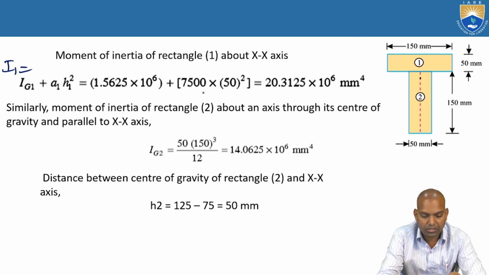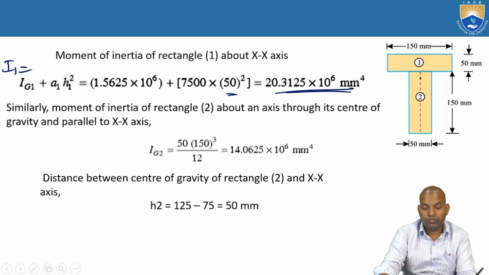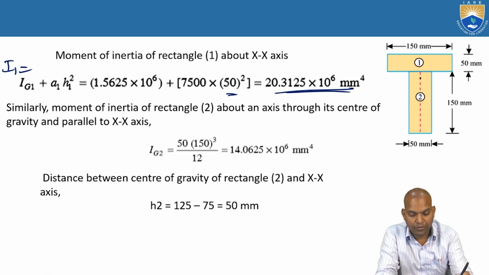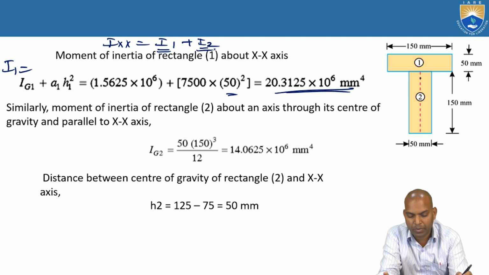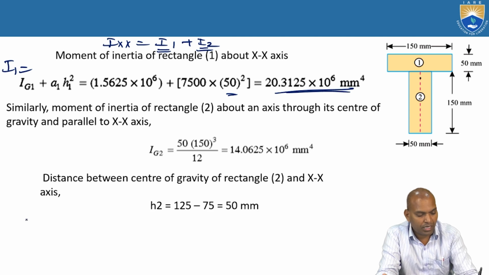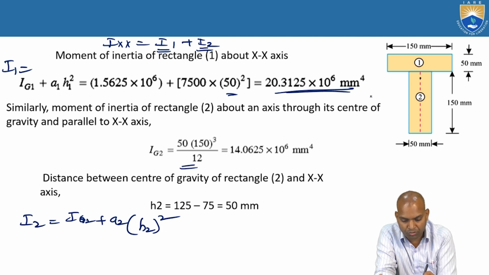I1 equals IG1 plus A1, 7500, H1 50 square. Then we got I1. Now, what is the next portion? We want IXX. IXX equals I1 plus I2. This I1 is parallel to the XX axis. I2 is the individual section, section 2, parallel to XX. What about I2? I2 equals IG2 plus A2 times H2 square.